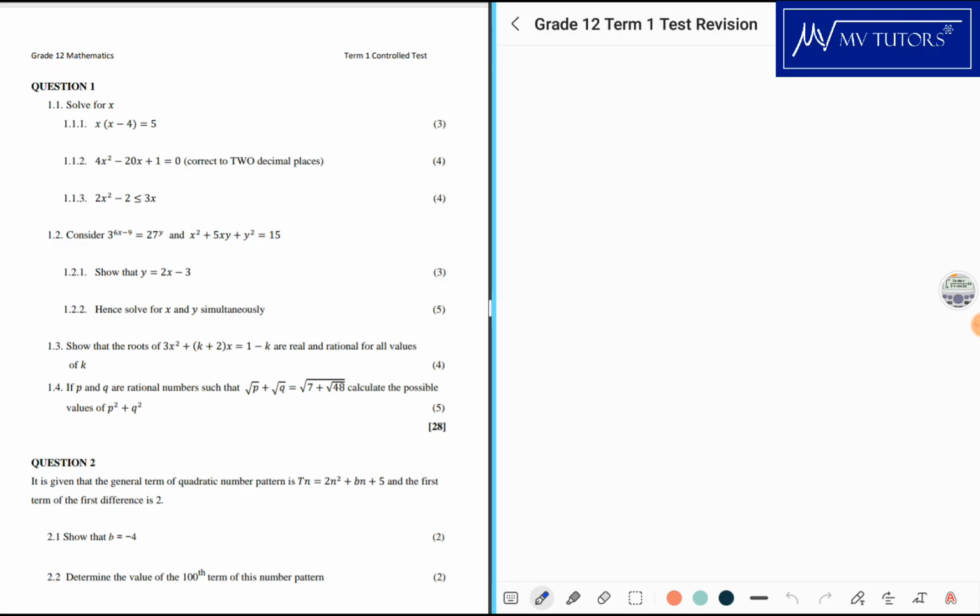Some of you have already written the test. You're approaching your first holiday, so hopefully if you didn't do well during the first term test, you can have a look at this as a means of practicing. Some of you are still to write your term test, so let's see what we can do to help you to prepare.